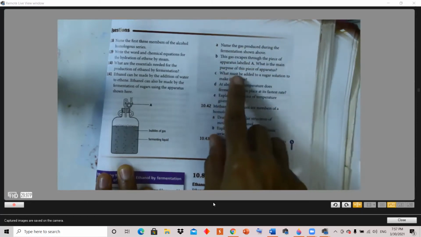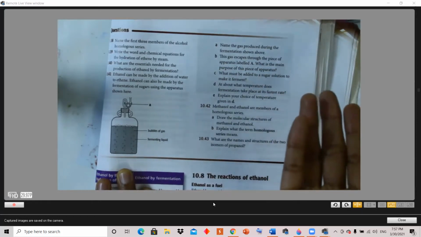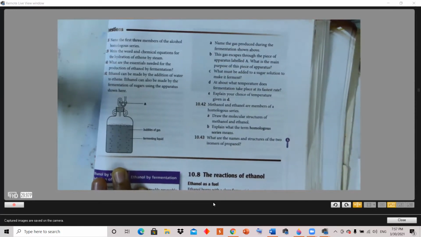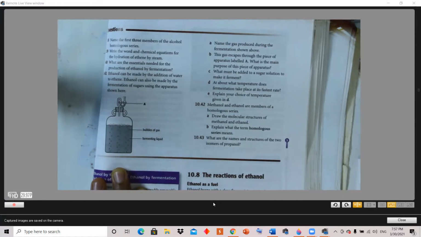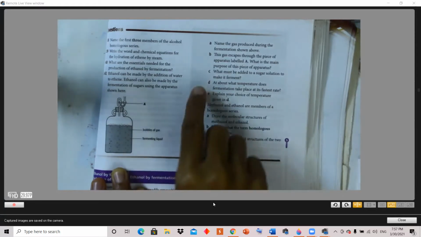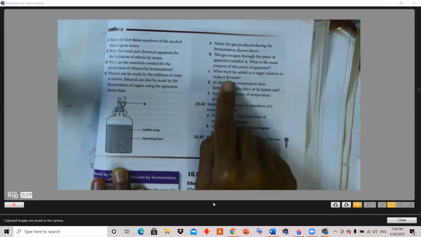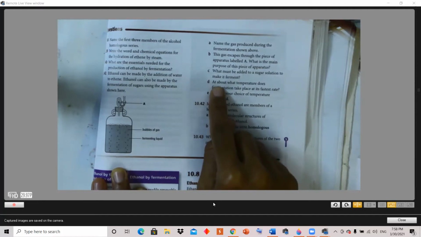What is the main purpose of this piece of apparatus? We just discussed that. Carbon dioxide can escape and none of the bacteria can enter. No aerobic bacteria and no oxygen. Also say that, no oxygen. Remember that. C, what must be added to a sugar solution to make it ferment? Yeast. Good job.